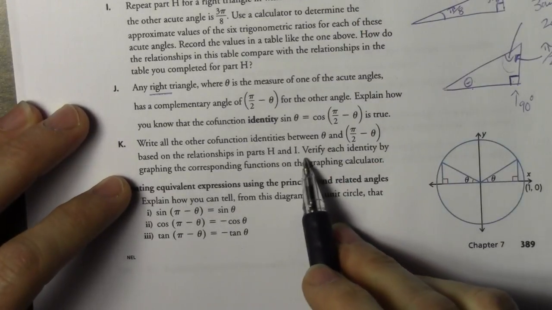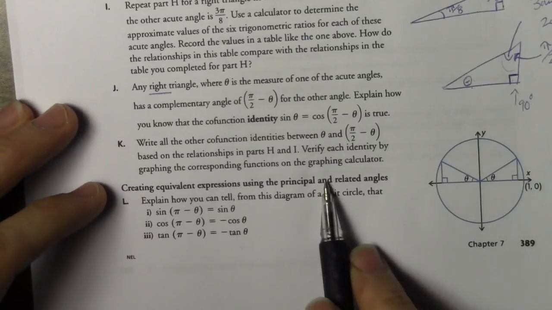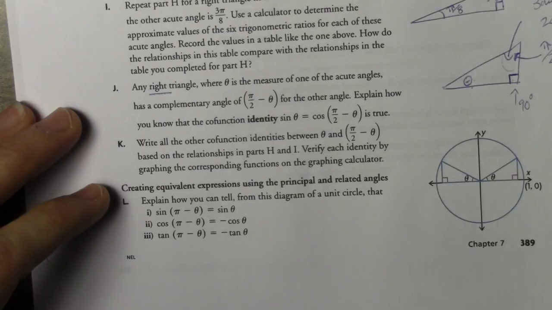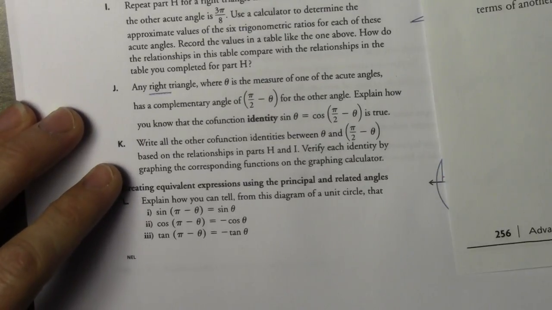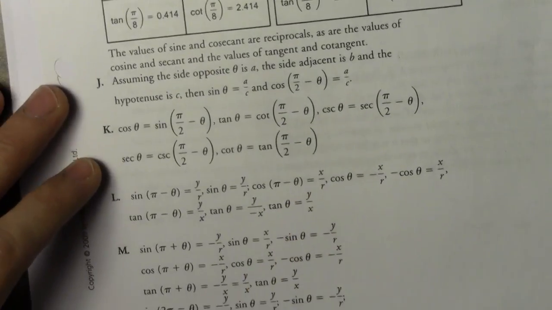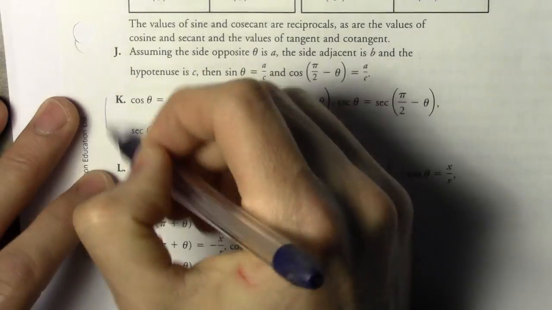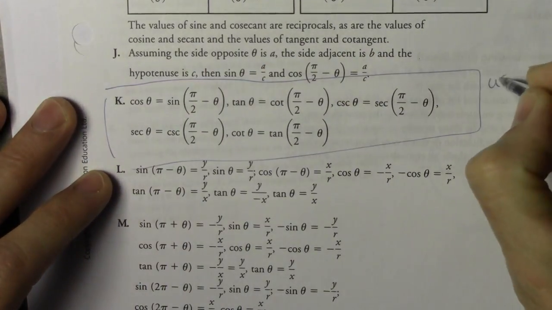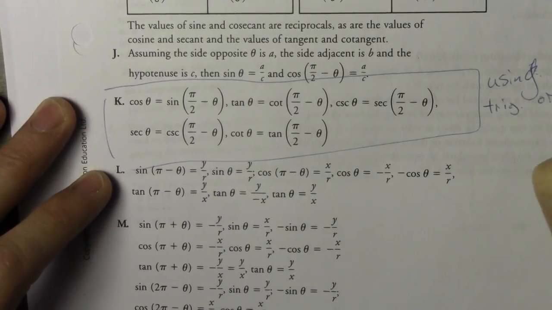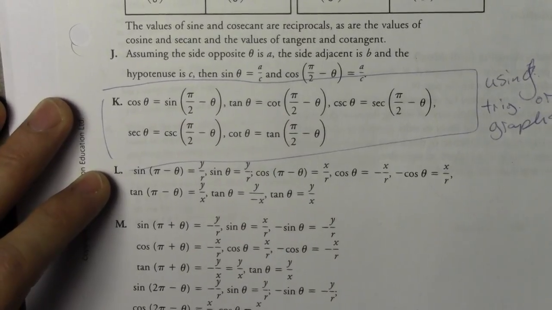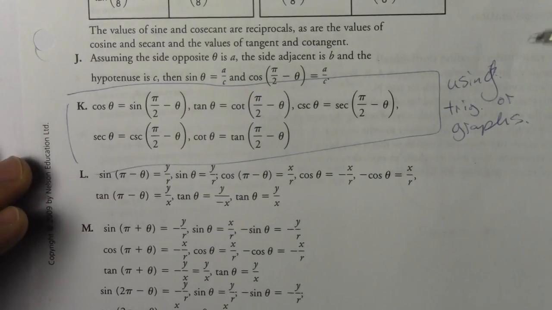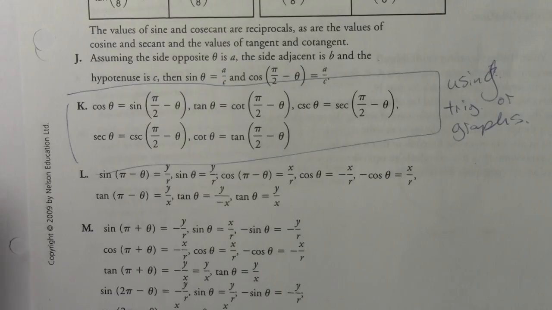Based on the relationship in parts h and i, verify each identity by graphing the corresponding functions on the graphing calculator. So what we end up proving using the exact same steps, again, is a little easier using triangles, but we end up proving that these are our trigonometric functions here. So we prove these identities using trigonometry or graphs. Okay, so we should be able to prove either of those using trigonometry or graphs using the exact same logic. Okay, any questions there?